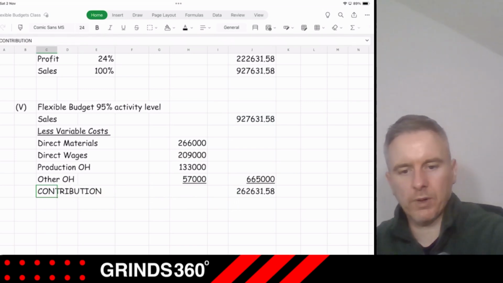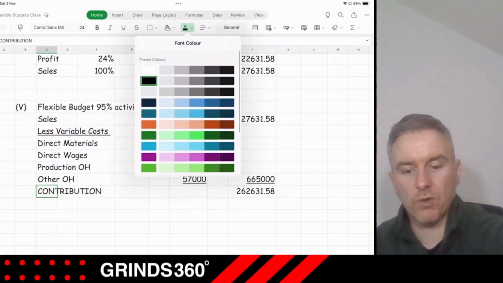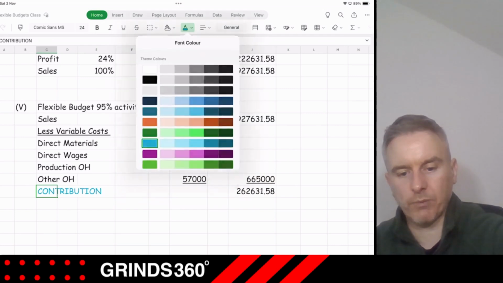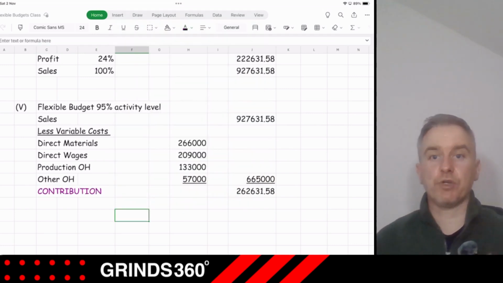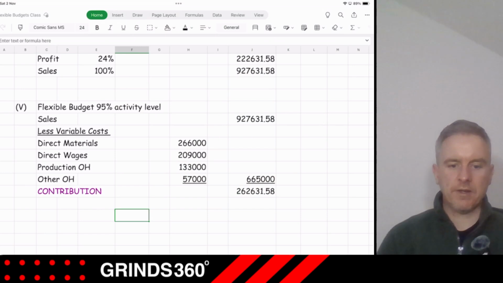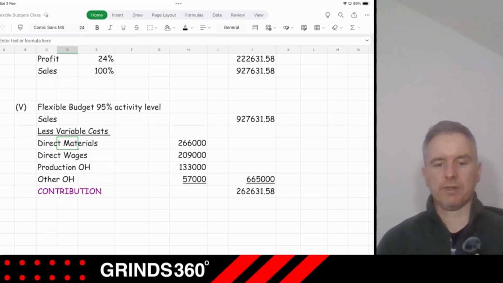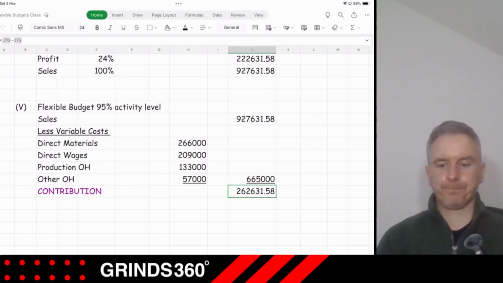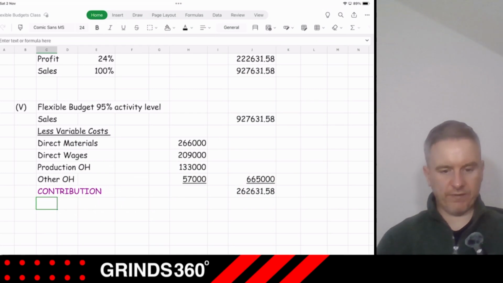So remember what contribution is. It's like a quasi-profit. It's the amount that we bring in by just producing and selling the product. It doesn't take into account any of our fixed costs. So it's just the expenses that are kind of directly linked to production that have come off it. So by buying and selling this product, we are bringing in 262,000 to the business. So that's the contribution to the business, if you want to think of it that way. Then we subtract our fixed costs.